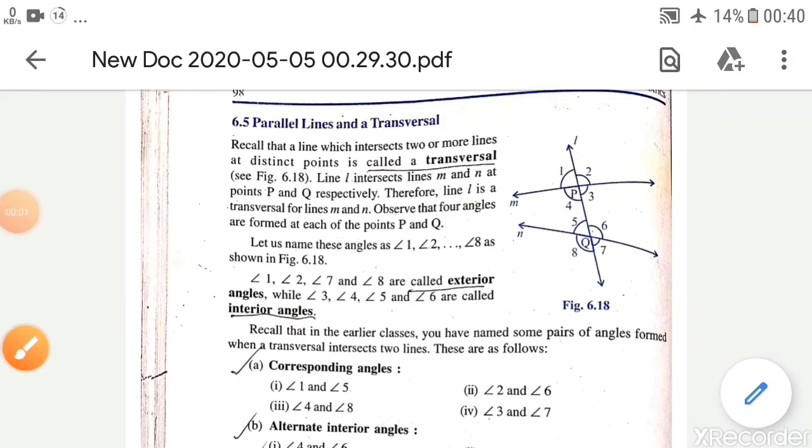So hello students, see chapter 6 page 121, topic 6.5, parallel lines and a transversal. We already discussed transversal. A line which intersects two or more lines at distinct points is called a transversal.